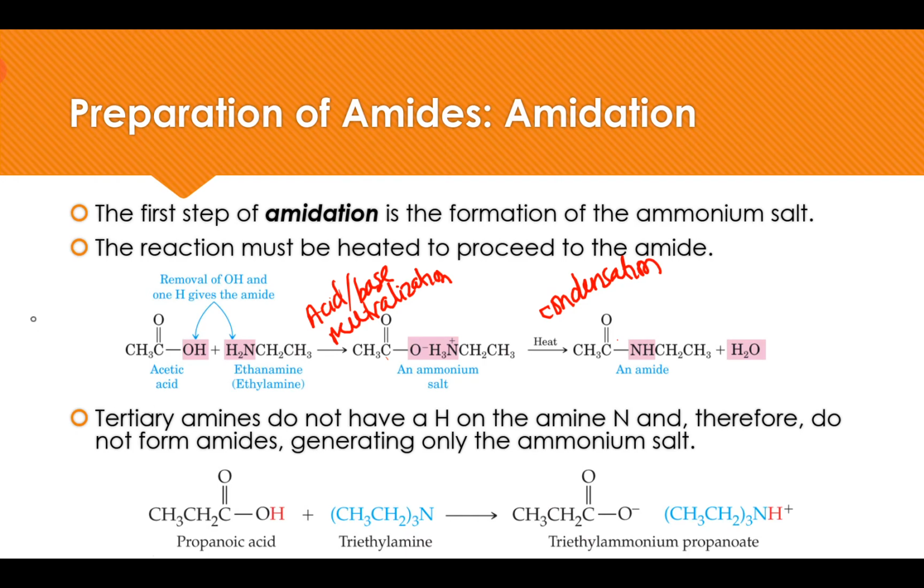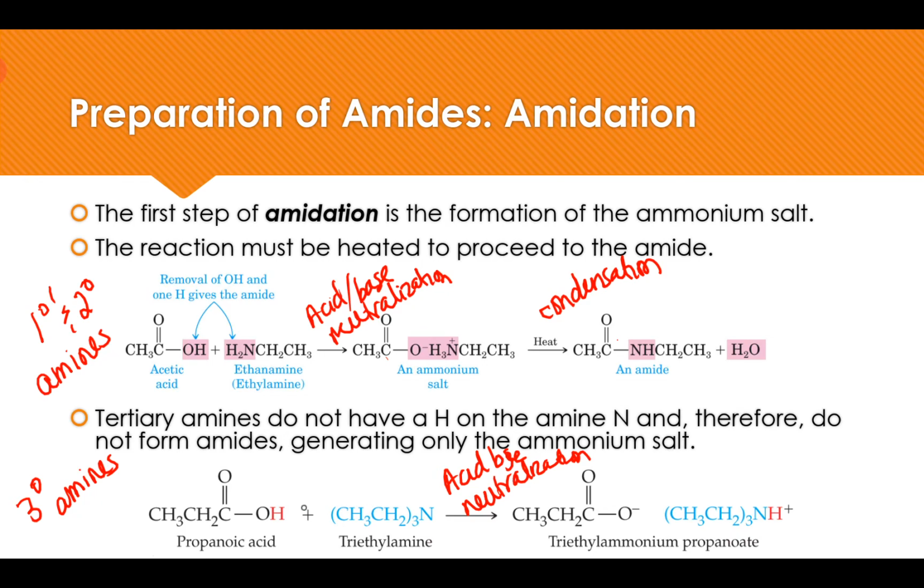So this was for primary and secondary amines. And this is tertiary amines. Since tertiary amines lack that hydrogen that I circled earlier, they can only do the acid-base neutralization. And so they can only do that acid-base neutralization. They cannot form amides.